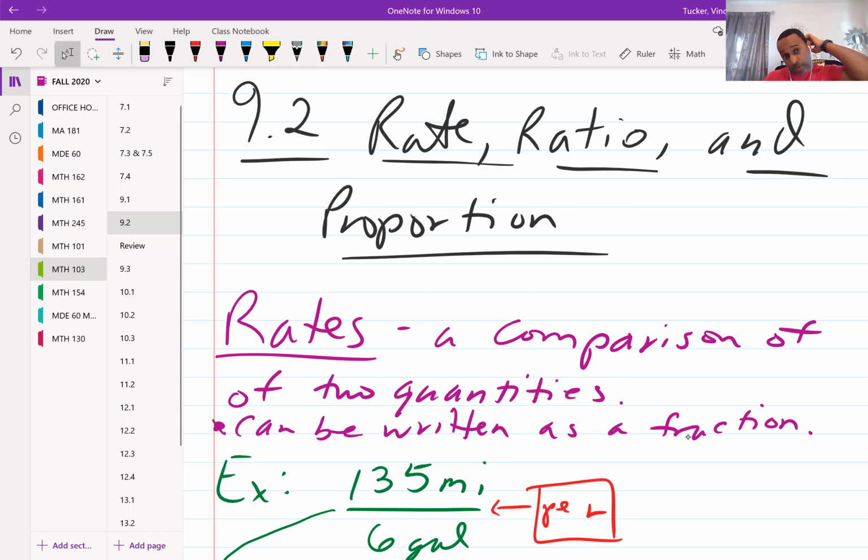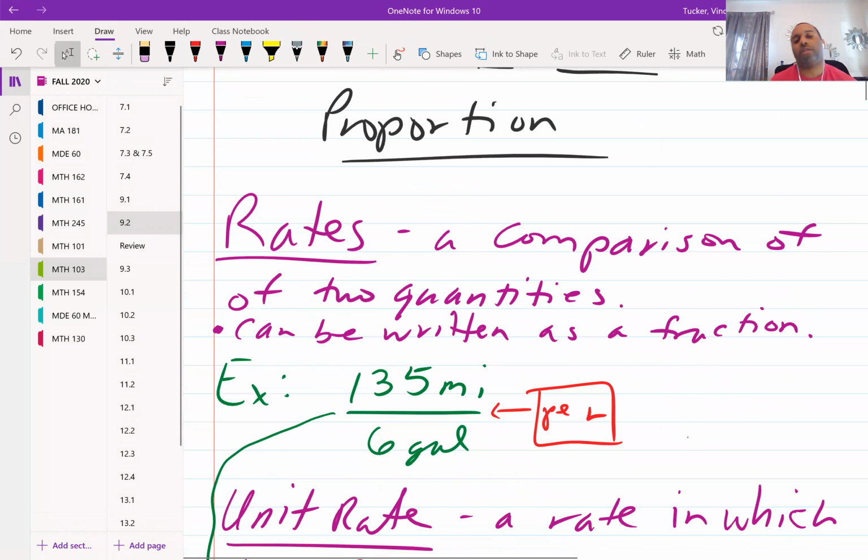Rates, ratios, and proportions. So a rate is a comparison of two quantities. It can be written as a fraction. So that's 135 miles over 6 gallons. Or in other words, when you look at a division sign, 135 miles per 6 gallons.